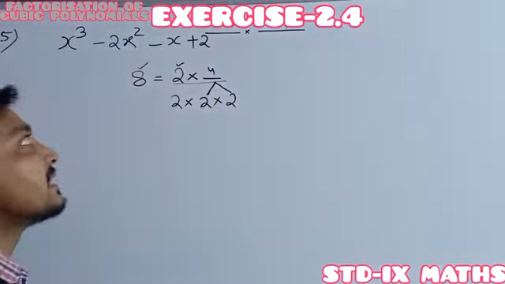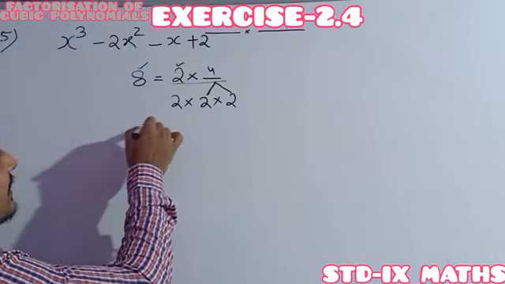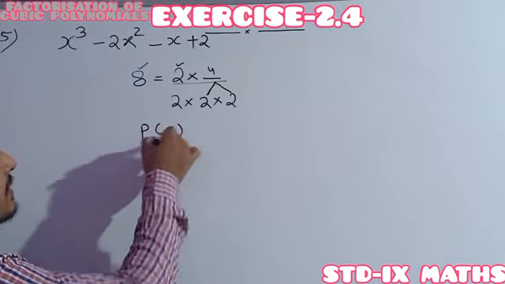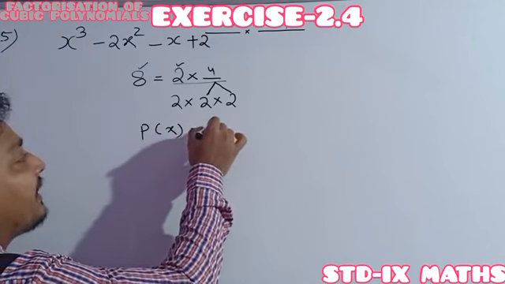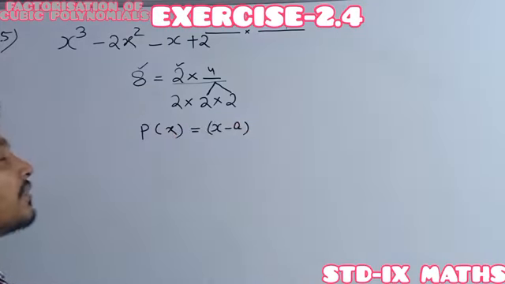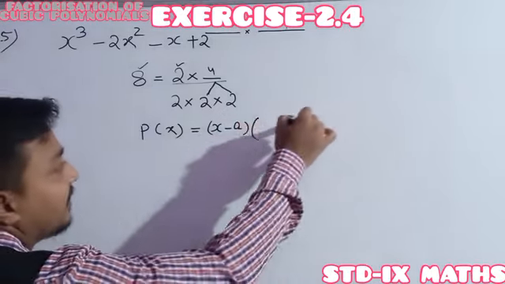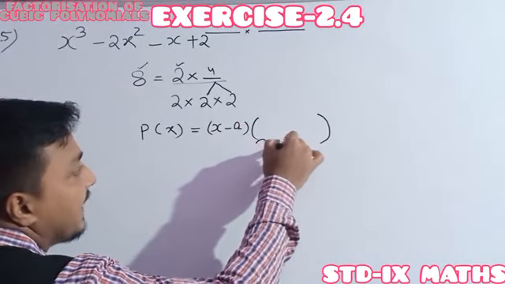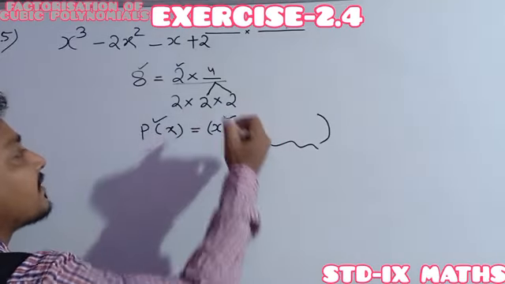Understood? In the same way, whenever a polynomial is given and it is a cubic, remember one thing: suppose by any means we get x minus a as one of the factors of the polynomial. Then the other factor you can find by dividing this polynomial by x minus a.